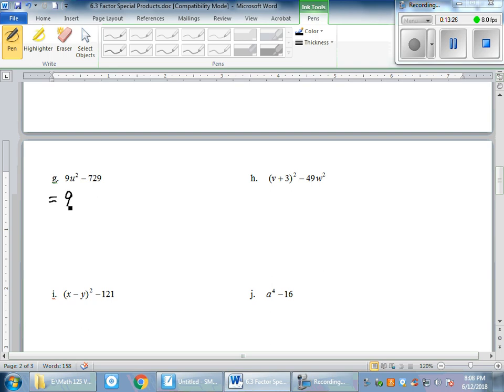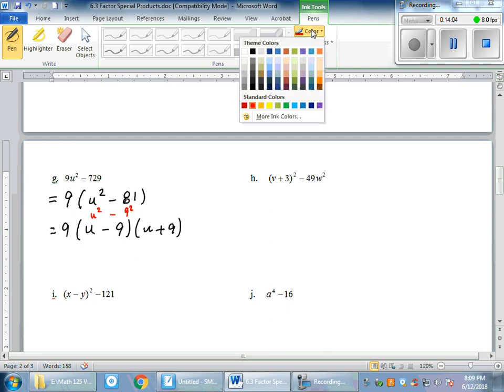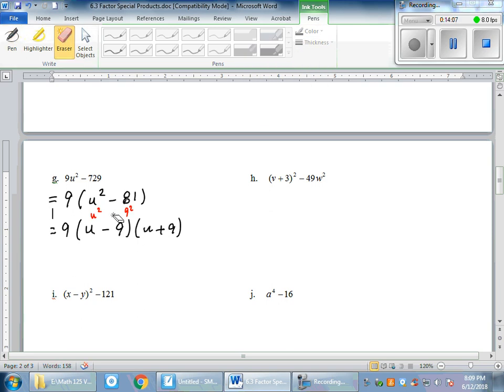Since we are factoring completely, I have to factor 9 out first. That will become u squared minus 81. Notice that the number got smaller and much easier to continue. And clearly u squared minus 81 is a difference of two squares, which is 9 times u minus 9 and u plus 9. And notice that I skipped that little mini step that we took before, which is I mentally look at this as my u squared, and then this will be my what? 9 squared is 81.